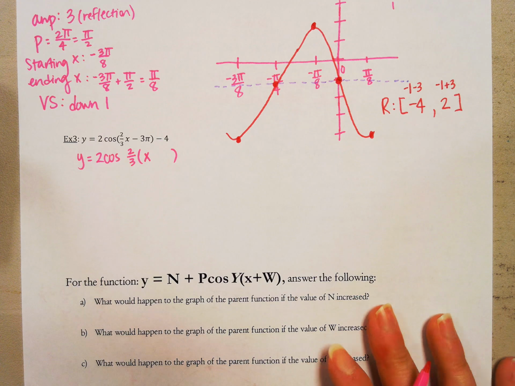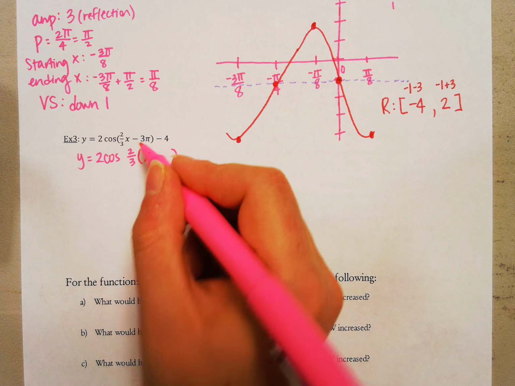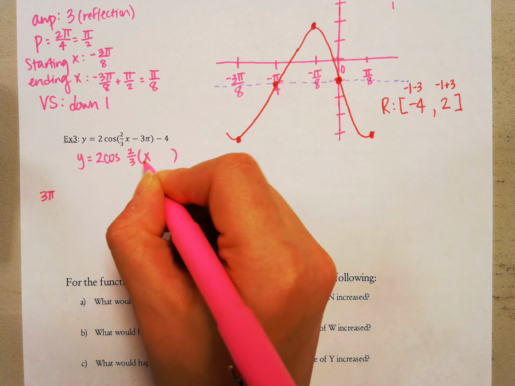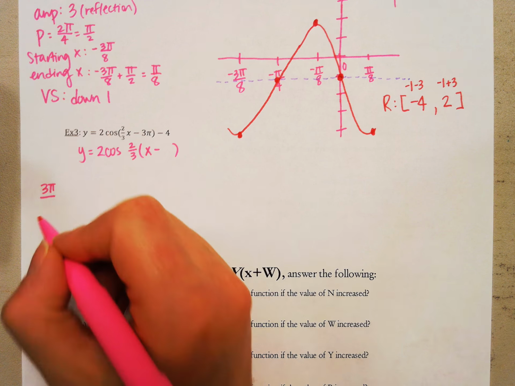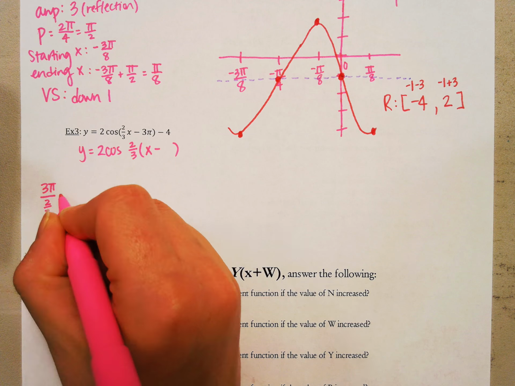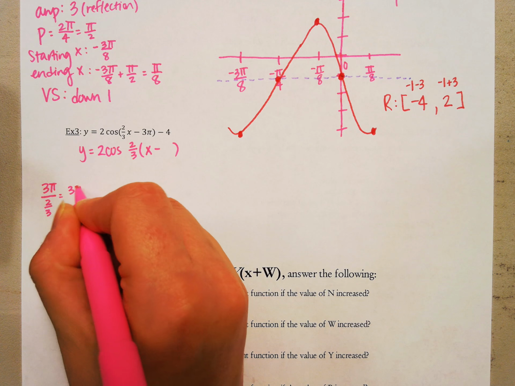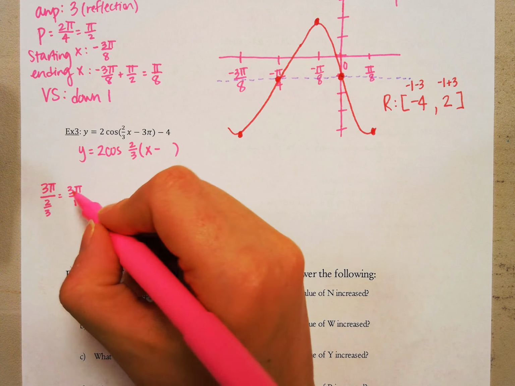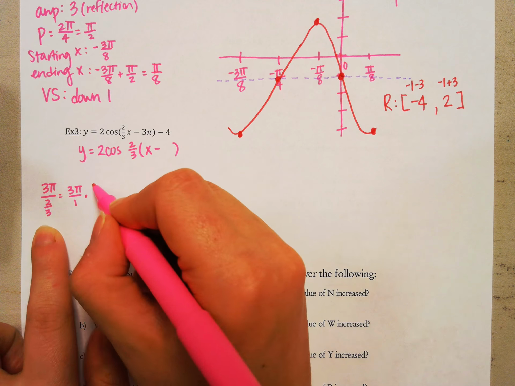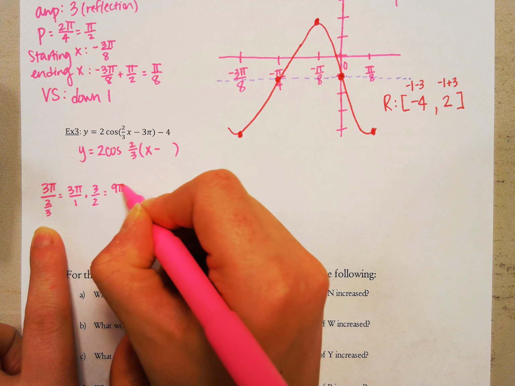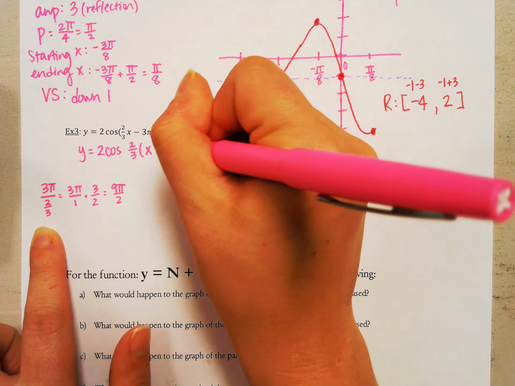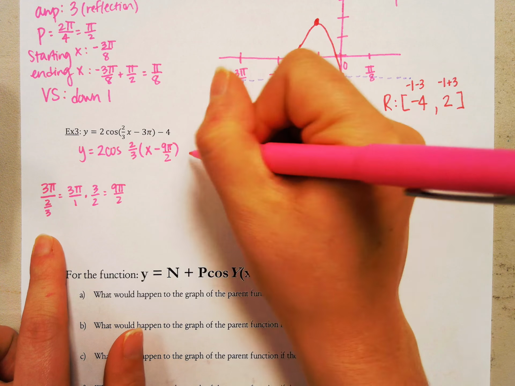So our first one is just going to be x. If I want to factor out, this will be minus. If I want to factor out 2/3 from 3 pi, I'm going to divide 3 pi by 2/3. Which means I'm going to multiply by the reciprocal. So that's 3 pi over 1, and then I multiply by the reciprocal of 2 over 3, which is 3 over 2. So I'll get 9 pi over 2. And then I have a minus 4.